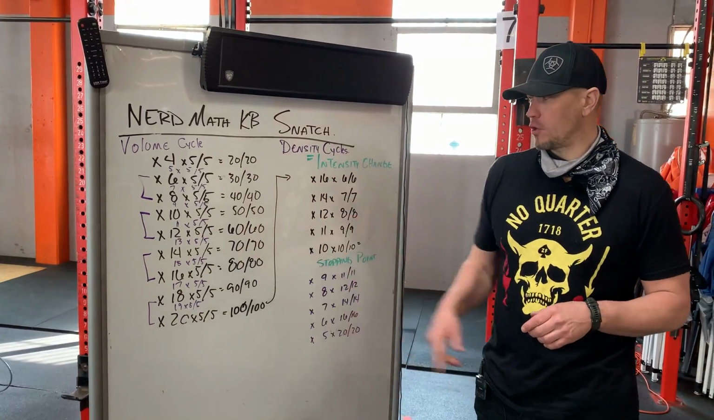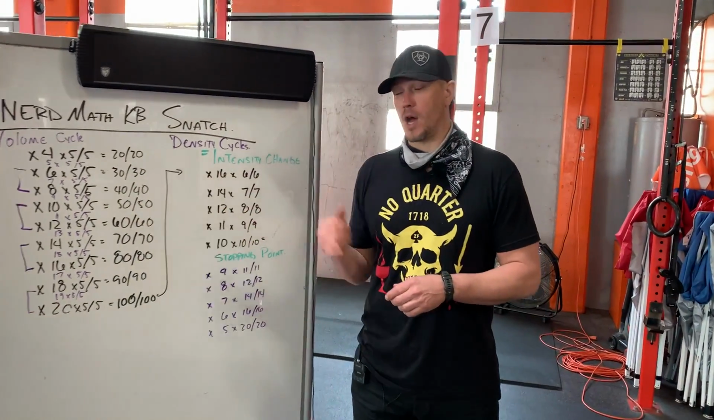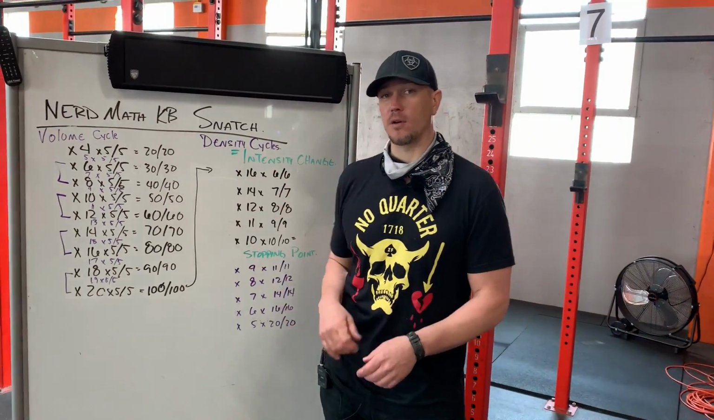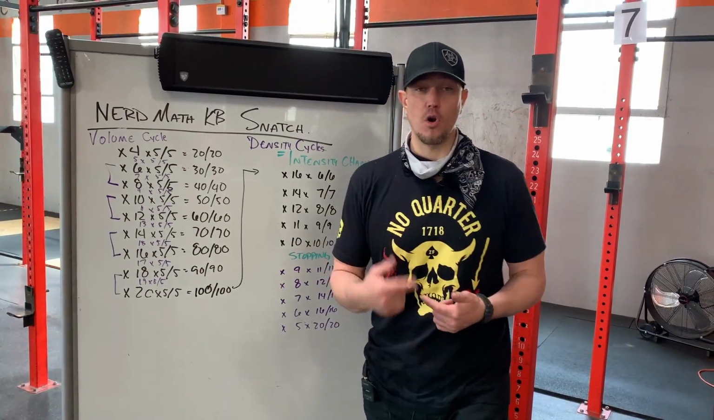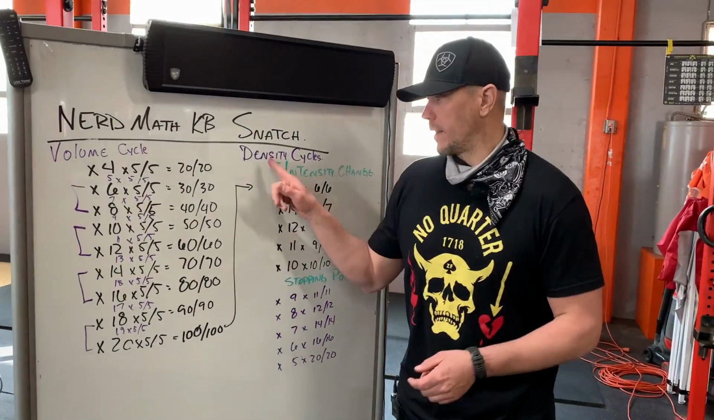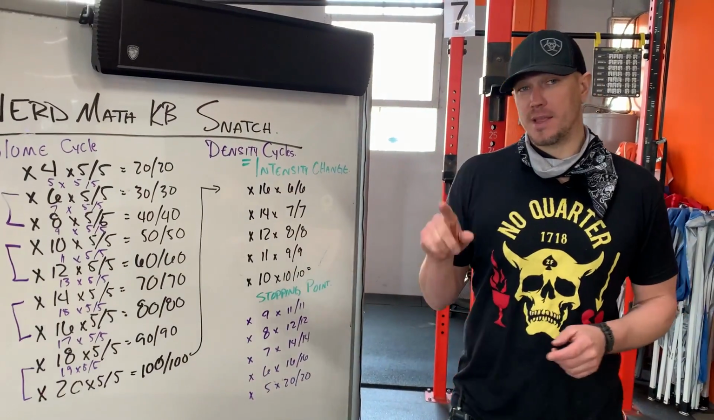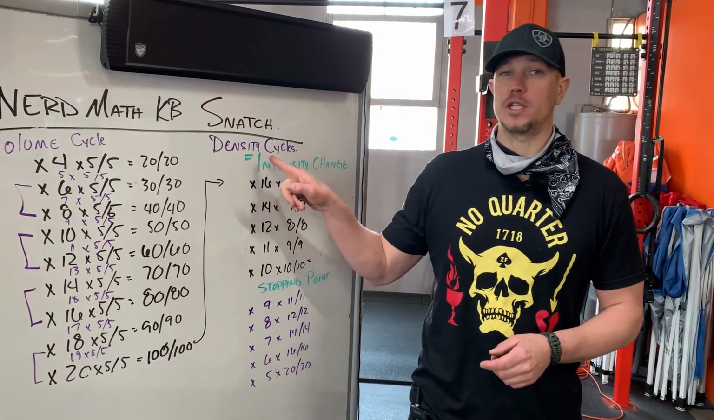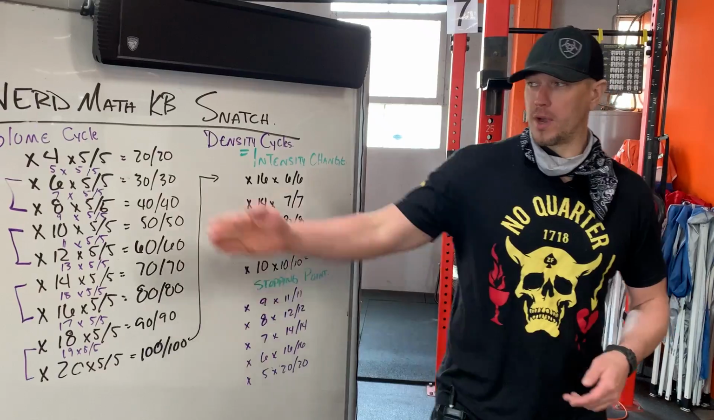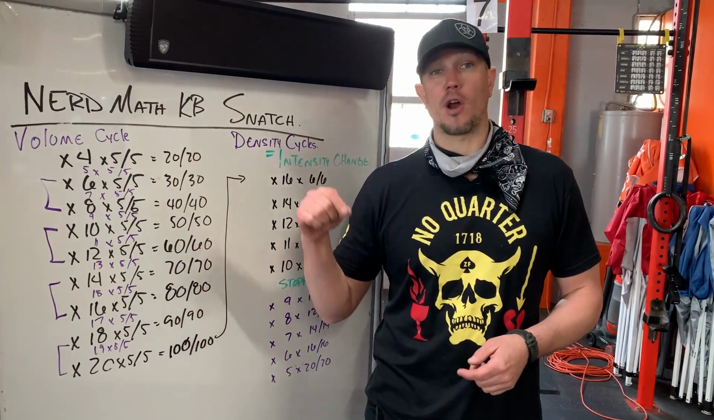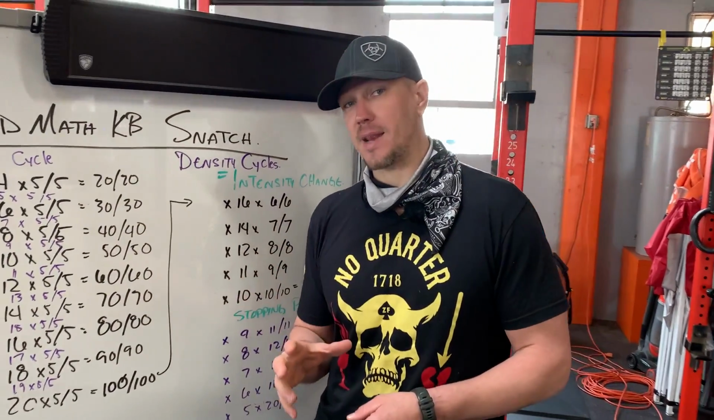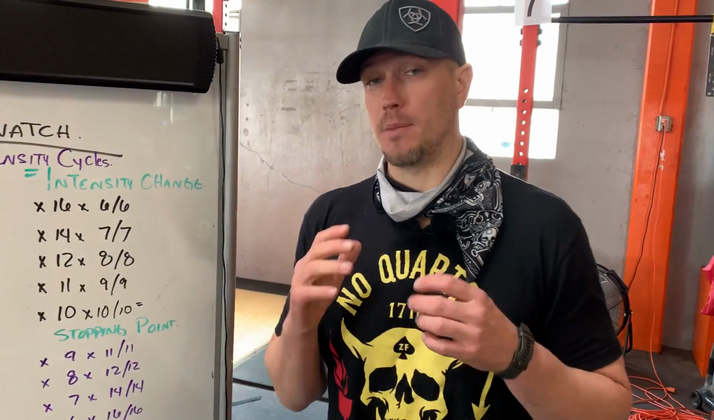After we finish our volume cycle, we can have 3 options. We can either do a density cycle, we can go heavier and start over, or we can add complexity. Let's talk about the density cycle. The density cycle is where we start to change our intensity. The point of the volume cycle is to increase our work capacity, keep the intensity the same so that we can adapt and become more efficient.